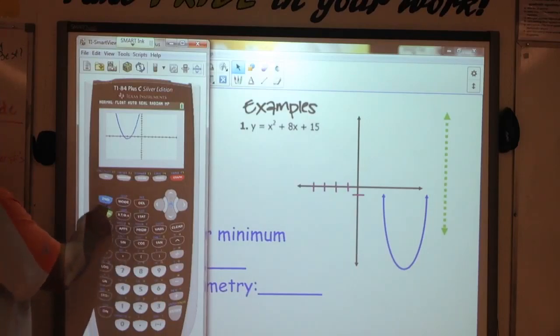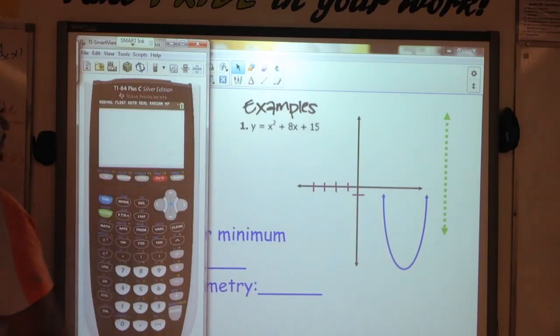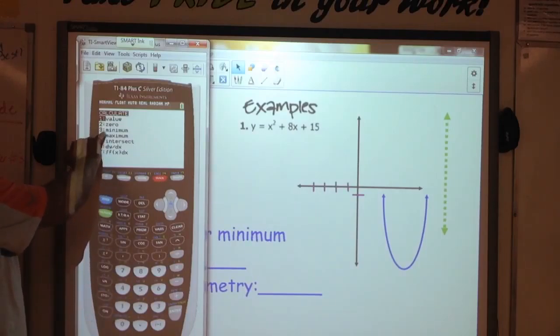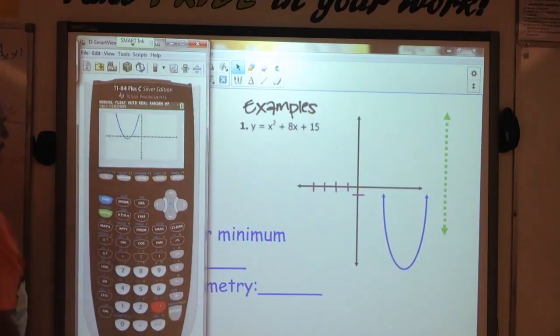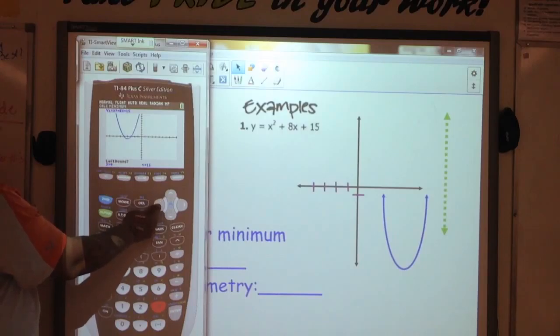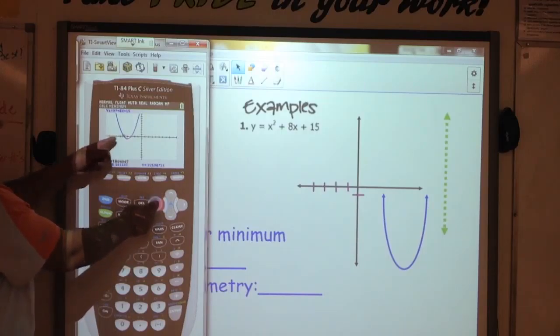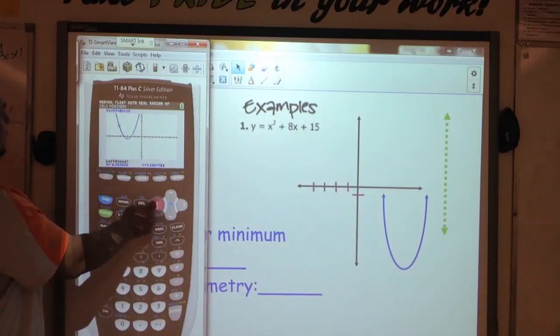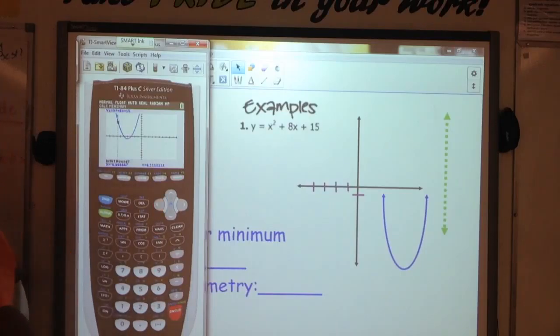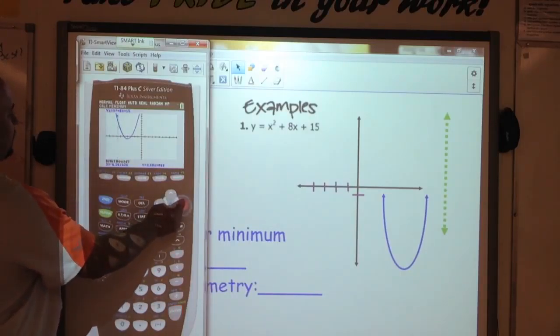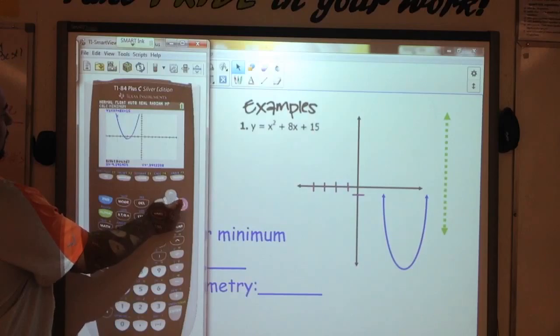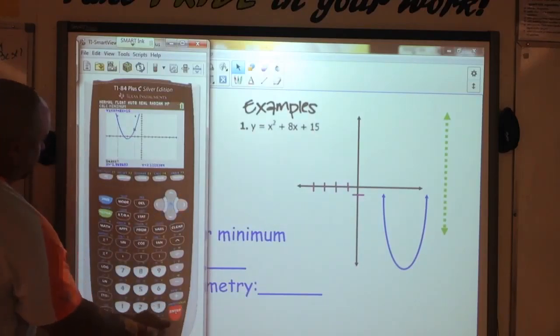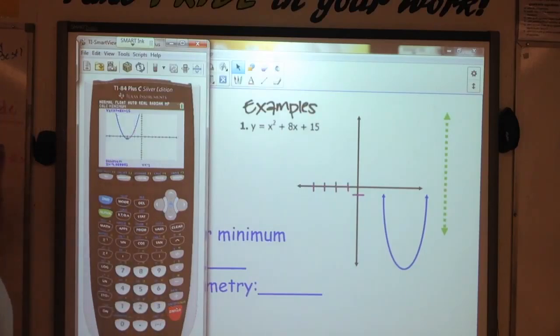So because of that, we're going to find out by hitting second and trace. We're going to calculate the minimum. And then on the left bound, you're going to hit the cursor to the left of your parabola. So notice I'm hitting the cursor. You see the cursor moving to the left side. I hit enter. Then the right bound, I'm going to move it to the right side of the parabola. And then I'm going to hit enter, and I want it to guess, so I hit enter a second time.